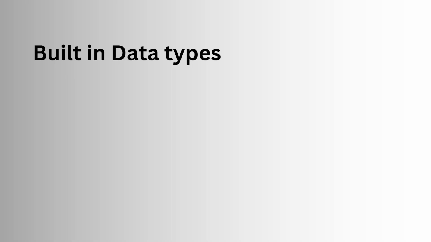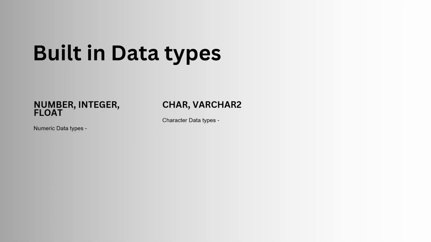Data types in SQL can be used to define what kind of data we can store in a column of a table, like numbers, characters, or dates, etc. We have different types of data types in Oracle SQL, which are numeric data types that store number values. Number, integer, and float come under numeric data types. Then we have character data types that store character values. Char and varchar2 come under character data types.